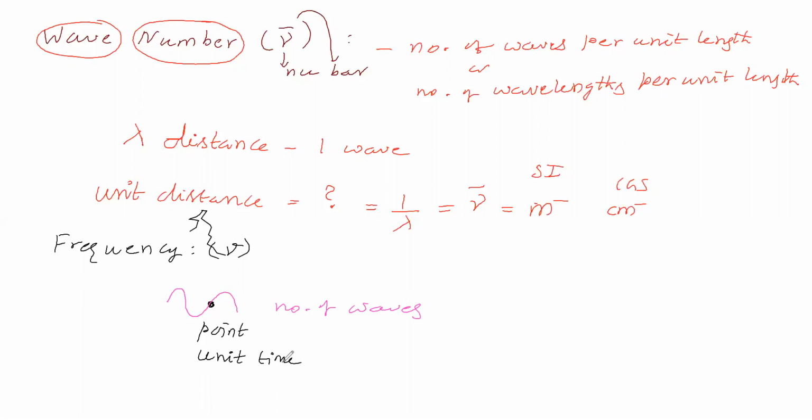So per unit time, therefore per second is the unit. That is hertz is the unit. Hertz is the unit for frequency. So the frequency symbol is nu. The number of waves passing a given point per unit time is called a frequency.